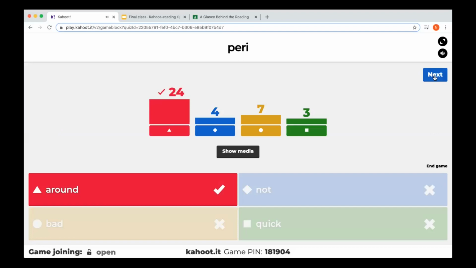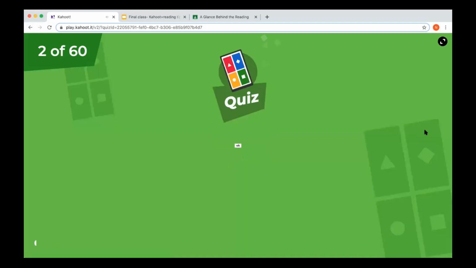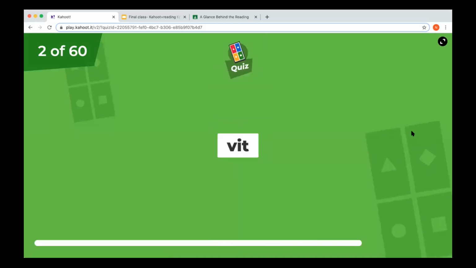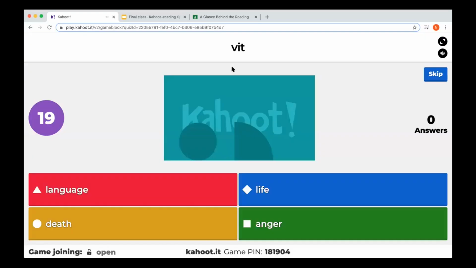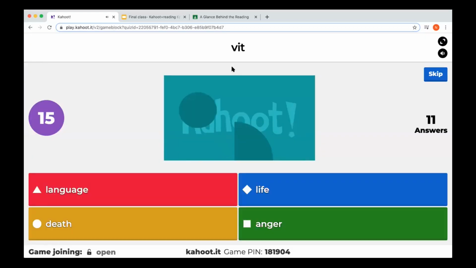Nice. All right. Lightning. Vit. So red is language, blue is life, yellow is death, and green is anger.